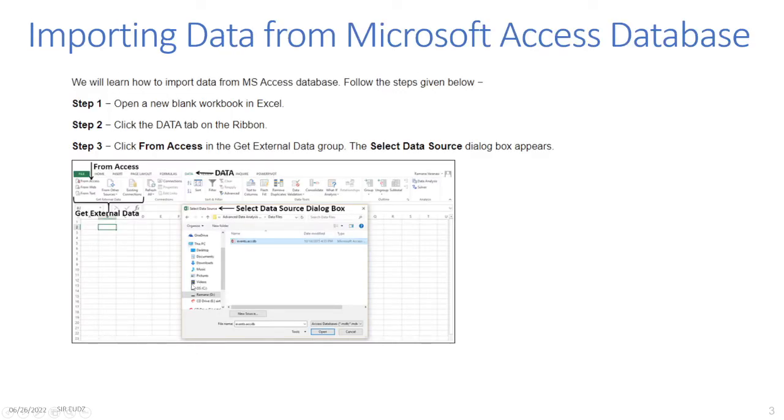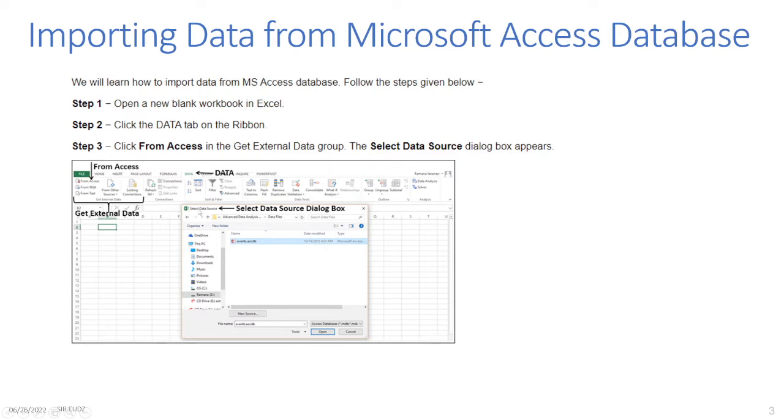Importing data from Microsoft Access Database. We will learn how to import data from MS Access Database. Follow the steps given below. So step 1, open a new blank workbook in Excel. Number 2, click on Data tab on the ribbon. So this is the Data tab. And then click From Access in the Get External Data group.